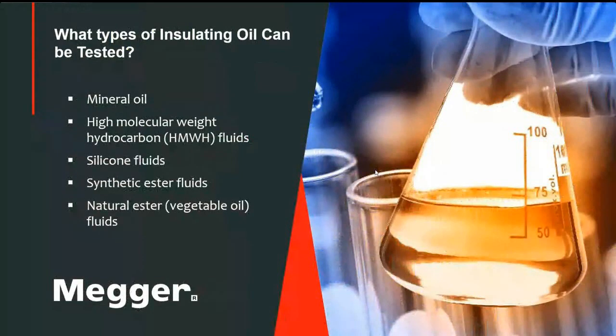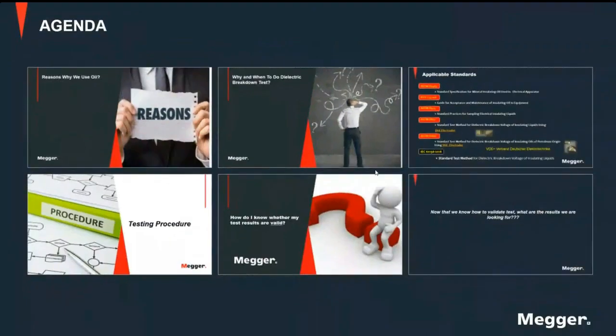So what types of insulating oil can be tested? With the dielectric breakdown, we can test mineral oil, high molecular weight hydrocarbon fluids, silicone fluid, synthetic ester fluids, and natural ester fluids. Those are the oils that we can test with the breakdown voltage.